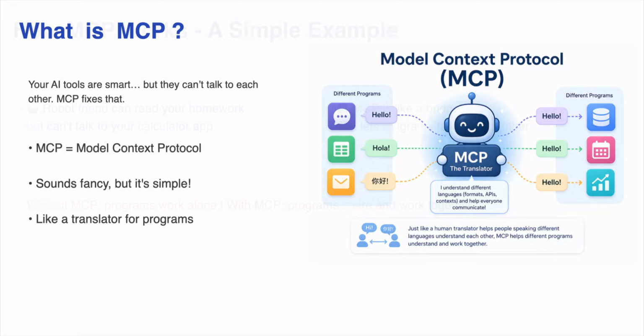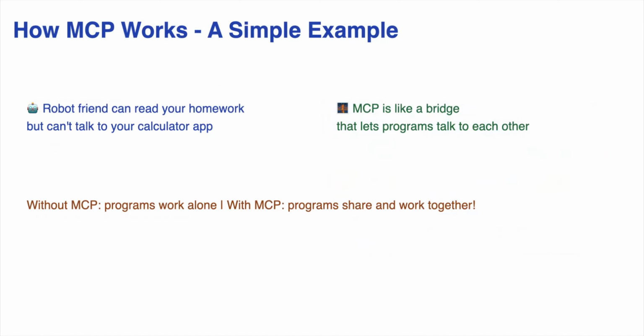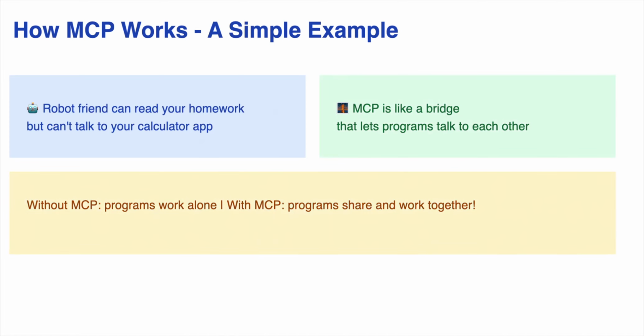Let's dive in. Now let's explore how MCP works with a simple example that's easy to understand. Imagine you have a robot friend who can read your homework but can't talk to your calculator app. That's a problem, right? MCP is like a bridge that lets your robot friend ask the calculator for help. It connects them so they can work together.